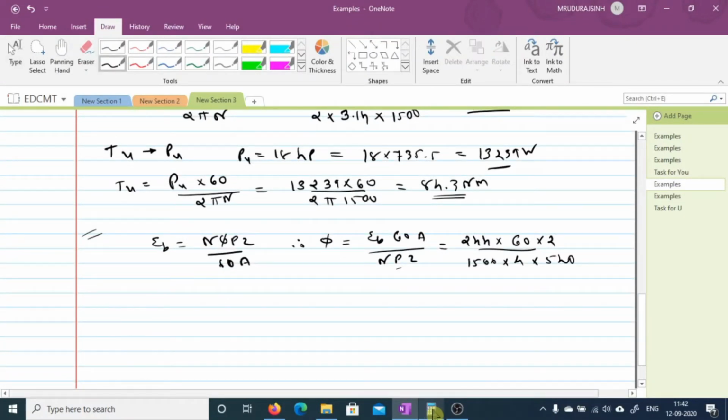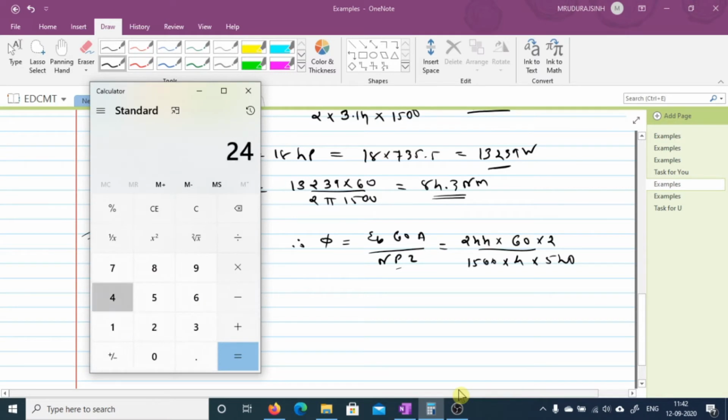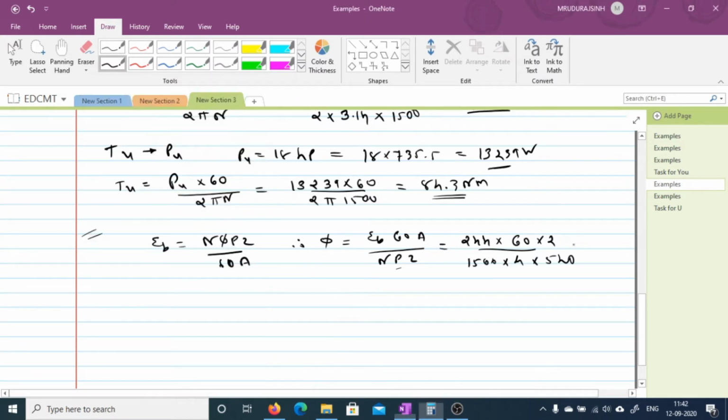So now let's calculate this. 244 multiplied by 60 multiplied by 2 divided by 1500 by 4 by 540, which gives 0.009. So flux phi will be 9 milliweber. If we convert this Weber into milliweber, we'll get 9 milliweber.